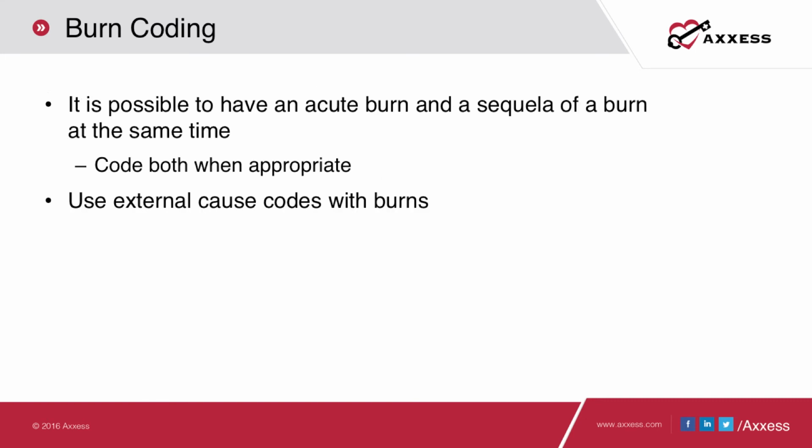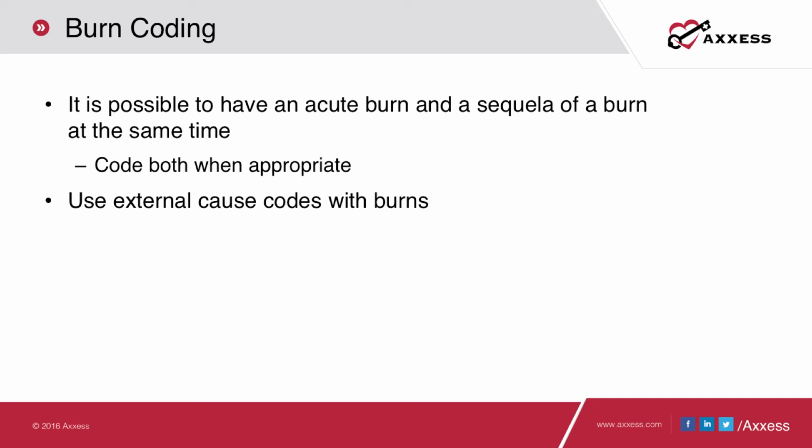It is possible to have an active burn or an acute burn and a sequela of a burn at the same time, and you would code both when appropriate. For example, the example we gave earlier with the sequela and the burn on the wrist, if you had second and third degree burns, maybe you had a second degree burn on the forearm and a third degree burn on the wrist, and you had the second degree burn that's not healing, the third degree burn went ahead and healed, and now you have a sequela with contractures and such, you could actually have an active burn and a sequela of a burn at the same time.